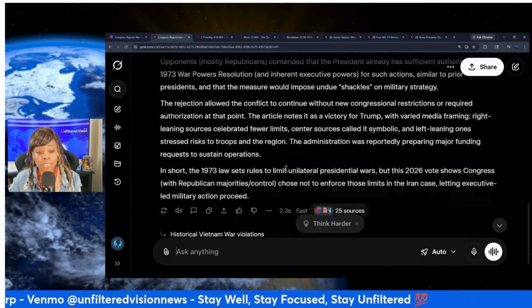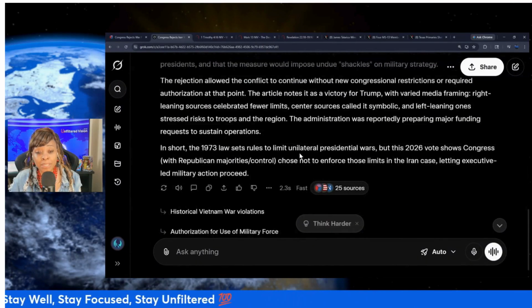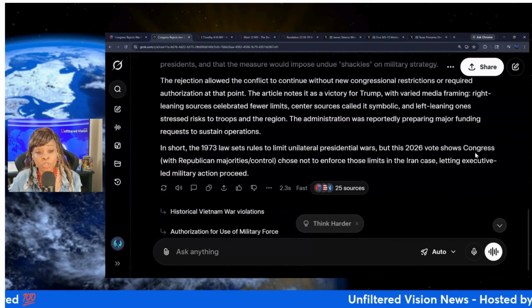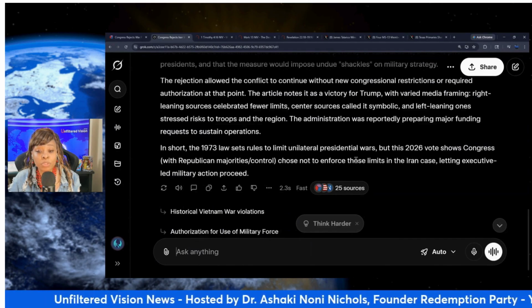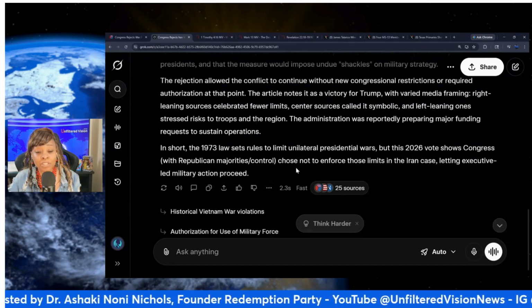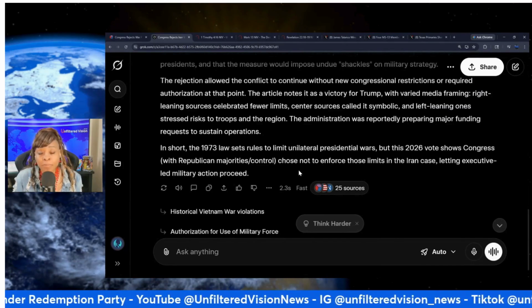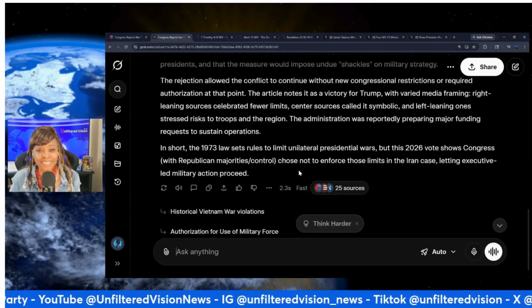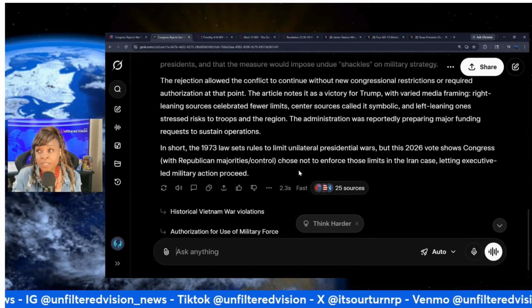So, in short, the 1973 law sets rules to limit unilateral presidential wars, but this 2026 vote shows Congress, with Republican majorities in control, chose not to enforce those limits in Iran's case, letting executive military action proceed. So we are not at war. Stop. There's a difference between a conflict and a war.